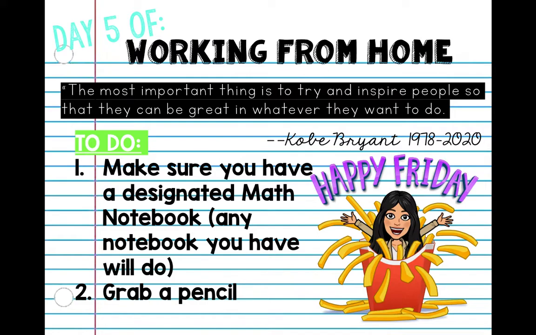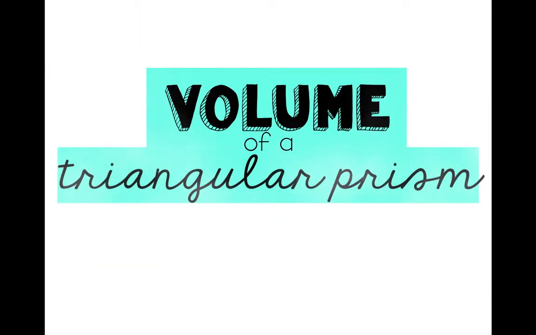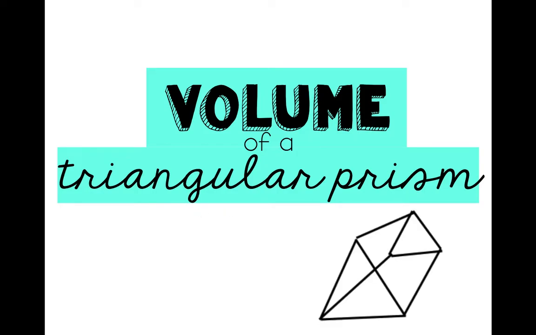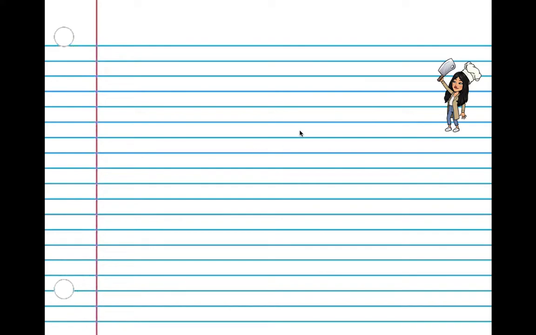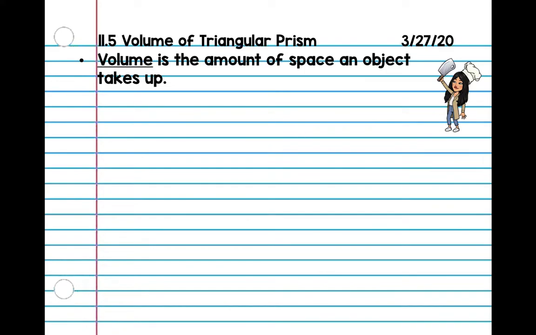So, we're just going to jump right into it. Make sure you have your notebook and a pencil. All right, so today we are learning about the volume of a triangular prism. And what do we remember about volume? We learned on Tuesday. Yep, you guessed it. Volume is just the amount of space it takes up. You do not need to copy these definitions, but again, volume is the amount of space an object takes up. Just have your title, please.